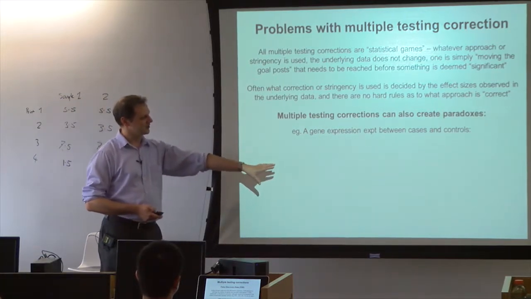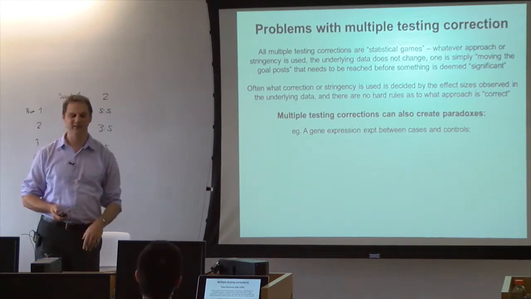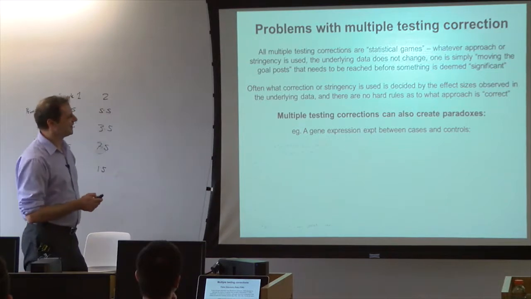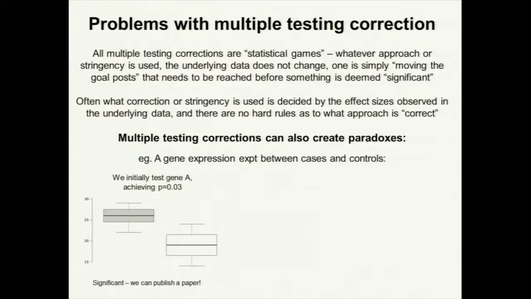And multiple testing corrections can also create paradoxes. So I just gave you one example of coin tosses. Here's another one, and this one often makes people go, huh? All right, so let's say you're doing an experiment, and let's say, again, you're looking at some mice, and you do some RT-PCR or whatever of gene expression, and you're testing this gene in case versus control. We used box plots, we didn't use horrible bar plots, and we got a p-value of 0.03. And it says, yes, my affected mice really have higher expression of this gene than my control mice. And you're like, fantastic, let's publish a paper.